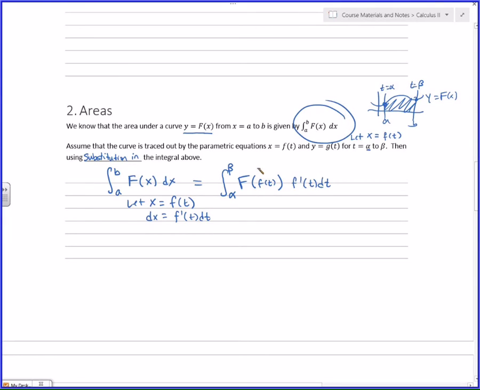But then the last thing to notice is this right here is your y. It's the height of your function as a function of t, which means it's g of t. That's what y is. We've already replaced x with f of t. So the actual formula for the area under the curve is the integral from alpha to beta of your y function times the derivative of your f function dt.